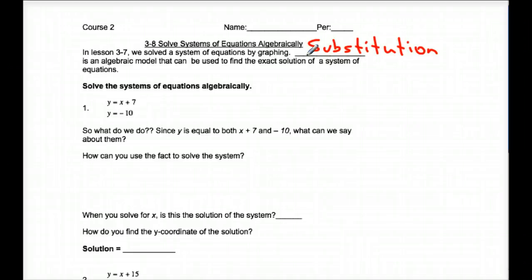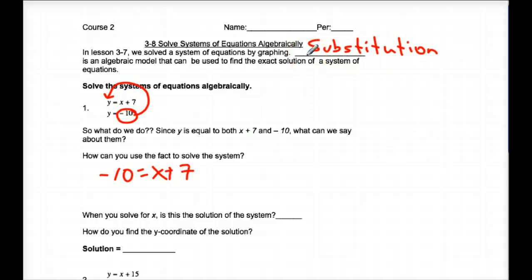Okay? So, here's how we do this. Does everybody agree that in the second equation, y equals negative 10? Yeah. I am going to substitute negative 10 in for y into the other equation. Let me say that again. Because y equals negative 10, that's a fact, I'm going to take negative 10 and substitute it into the other equation for y. Negative 10 equals x plus 7. Jot that down.